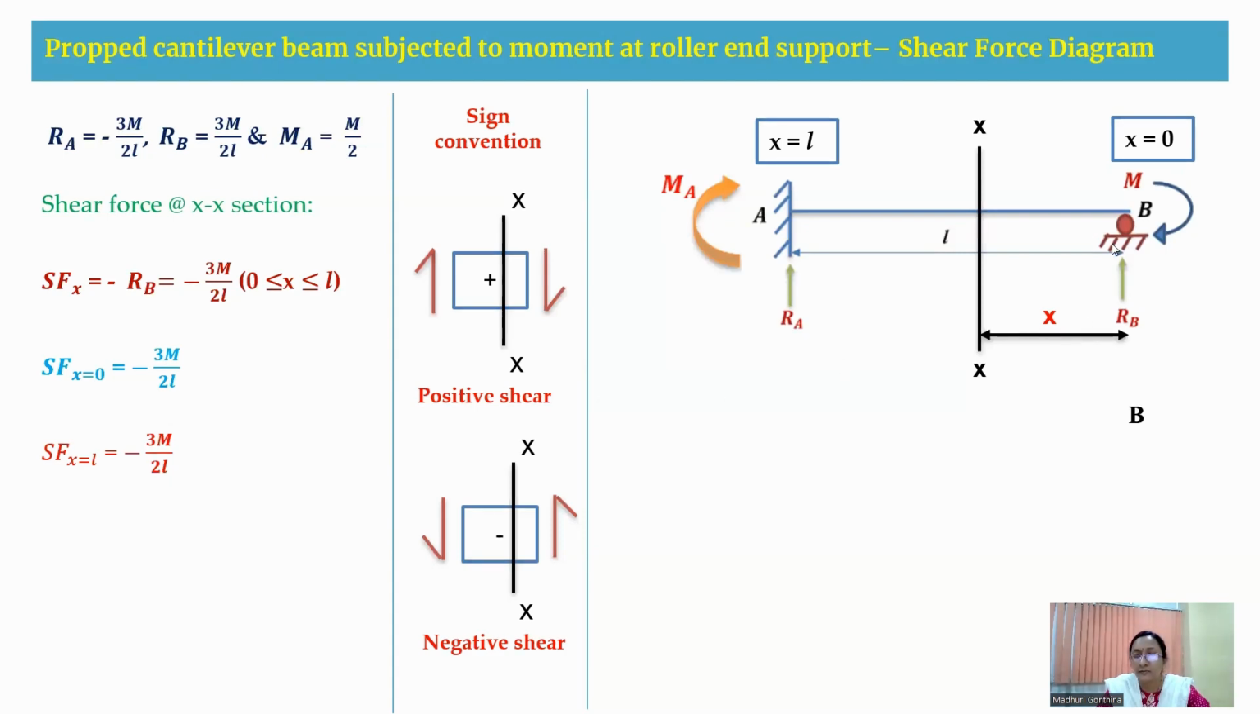Therefore, while drawing a shear force diagram, at B we are having 3M by 2L, and at A also we are having 3M by 2L, which is of the negative nature. So both are on the same side. This is how you are going to draw the shear force.